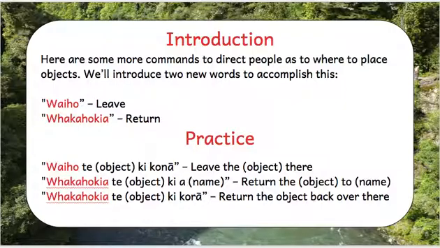And there's two with whakahokia. Whakahokia te puka puka ki a Mr. Chittenden. Return the book to Mr. Chittenden. Whakahokia te puka puka ki kōrā. Return the book back over there. In other words, put something away. So whakahokia, return. Whakahokia tō tapu tapu, which is equipment, means return your equipment, put it away, pack up for the day.